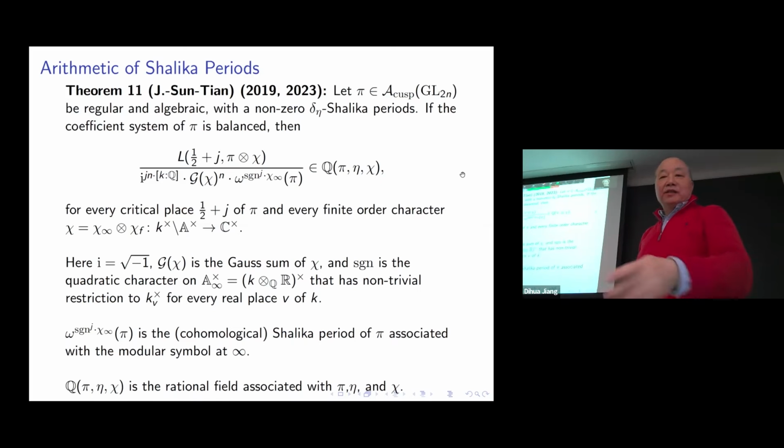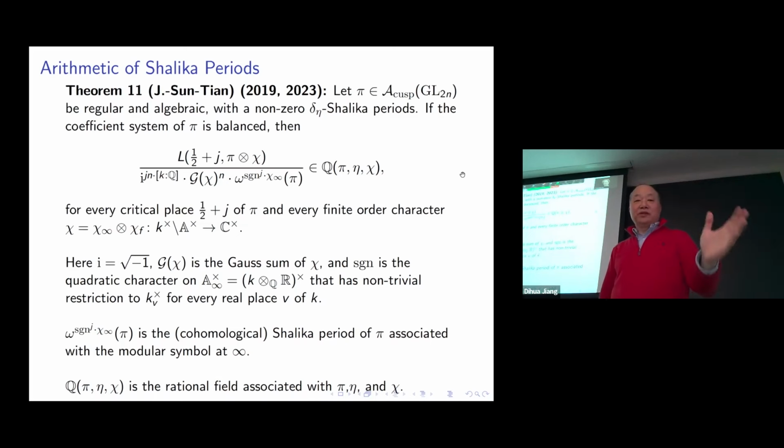So the theorem is like this. If you have a cuspidal representation of GL2m, and you assume this is regular algebraic, that's the standard assumption from the motivic point of view, like automorphic, if you relate to the geometry. This is Clozel's work, right? He showed that the automorphic representations of GLn that come from the motivic must satisfy these two conditions.